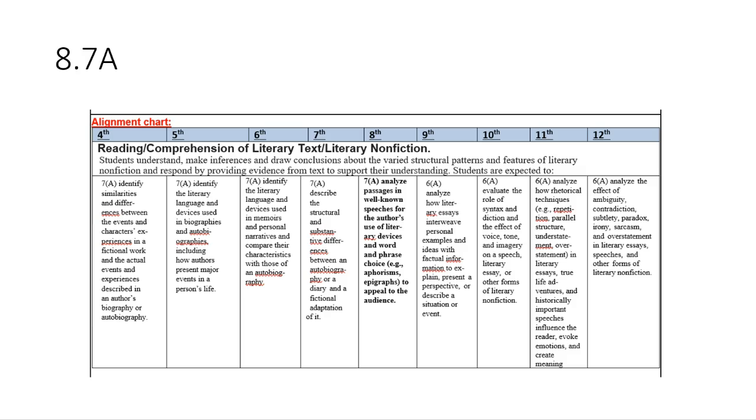Students will also need to use their knowledge of literary devices and word and phrase choice to really look at how speech writers use those things, and also how it appeals to the audience. So then we get into the emotional appeal, the logical appeal, and so it goes into many more things that the students are not familiar with.